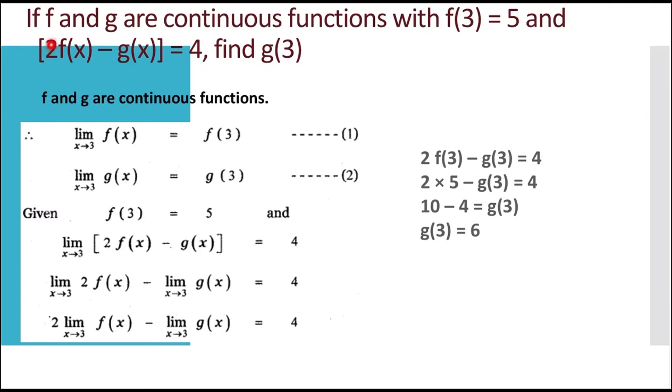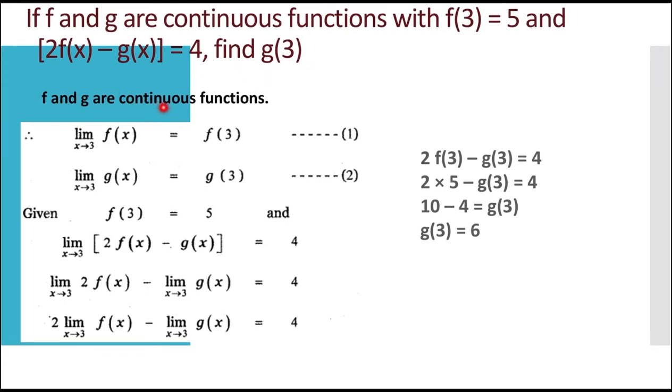Let us see a problem. If f and g are continuous functions with f of 3 equal to 5 and 2 f of x minus g of x equal to 4, find g of 3. Here we have two continuous functions f and g, f of 3 is equal to 5, and another condition is given, that is 2 f of x minus g of x is equal to 4. We have to find g of 3. Okay, let's see the solution.